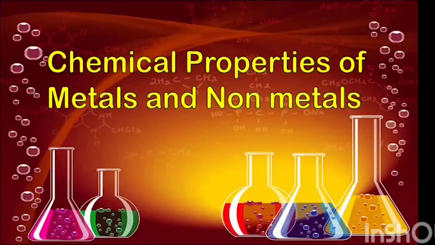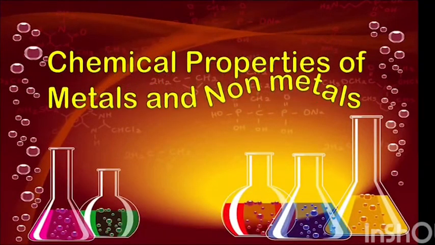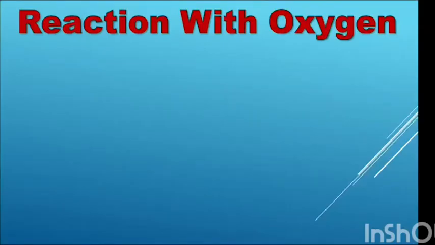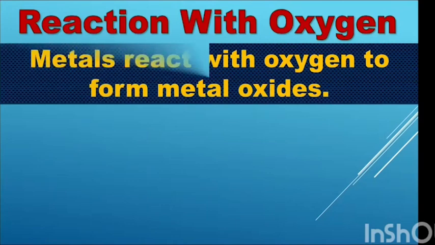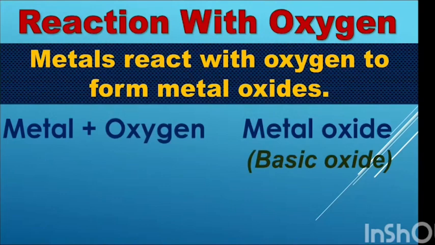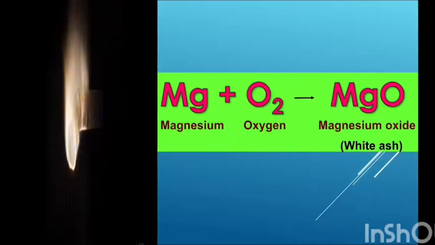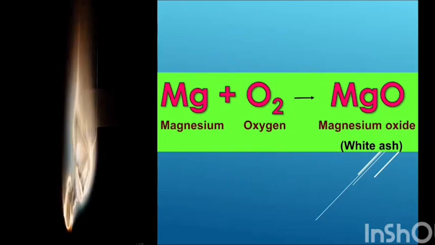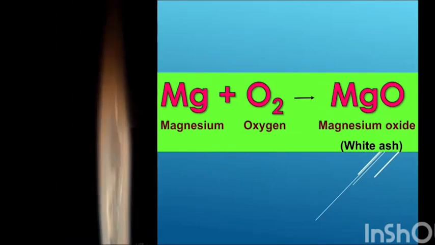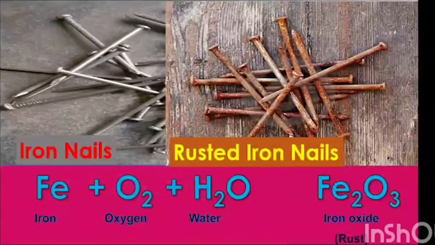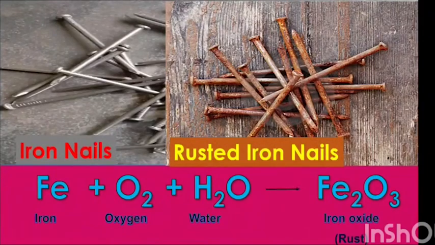Chemical properties of metals and non-metals. Reaction with oxygen. When metals react with oxygen, they form metal oxides. Metals plus oxygen gives metal oxides, which are basic in nature. Like magnesium, which is a metal, when reacting with oxygen, it produces magnesium oxide. When iron reacts with oxygen and water present in the atmosphere, it produces iron oxide, that is rust.